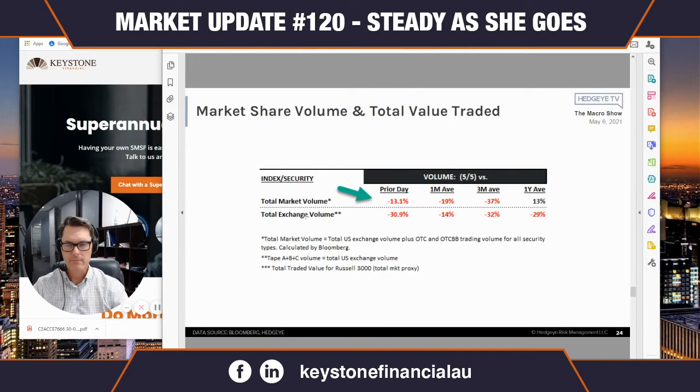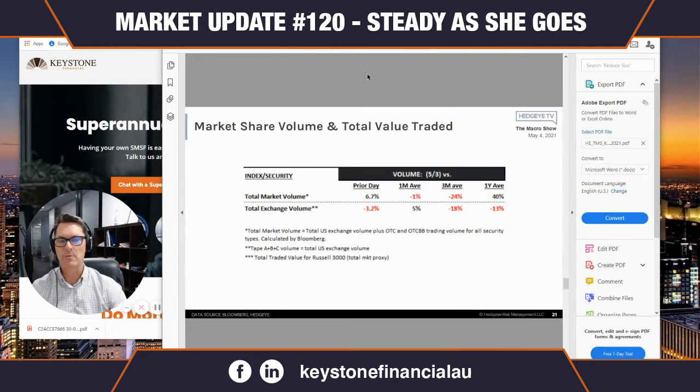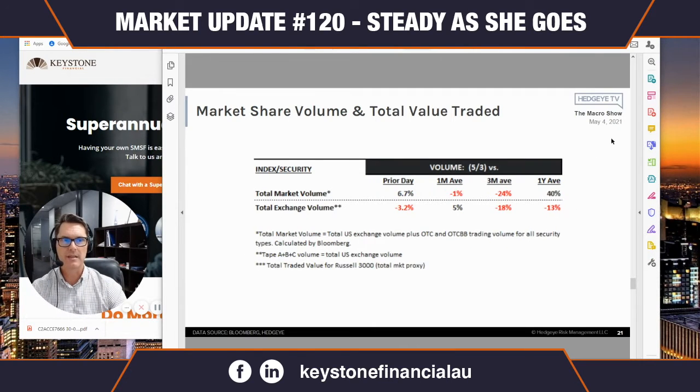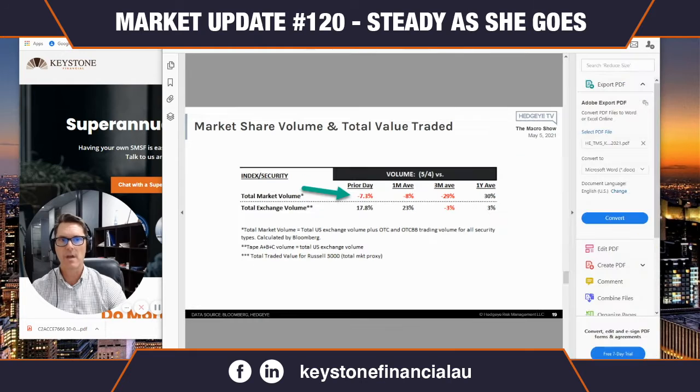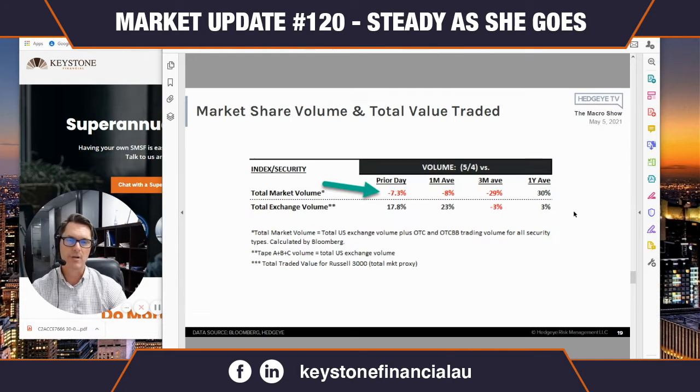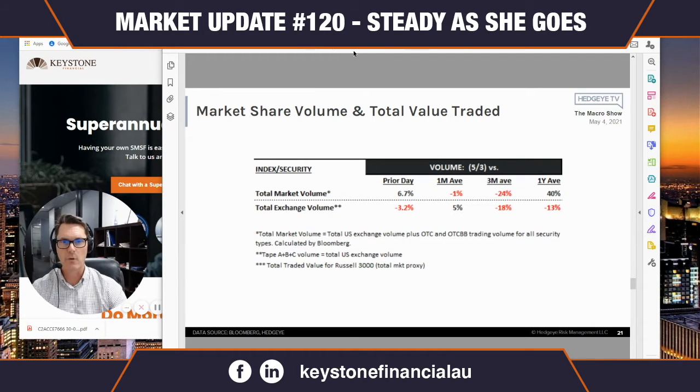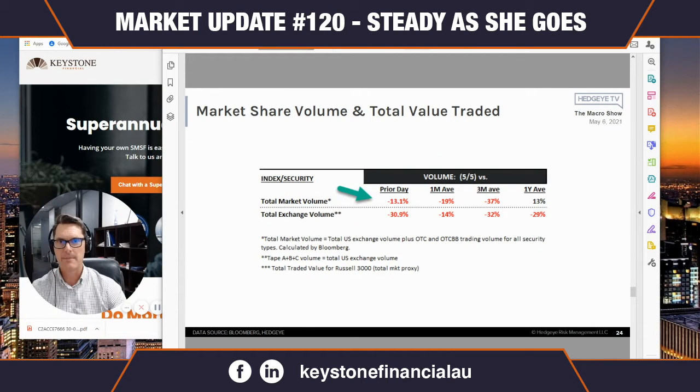Now, I want to talk about volume. Item number 3 is volume. This slide gives you the volume over the last basically 3 trading days. I'm trying to get us back to May. I don't want to do that. May 4th, May 5th, and May 6th. And I want you to just look at something.